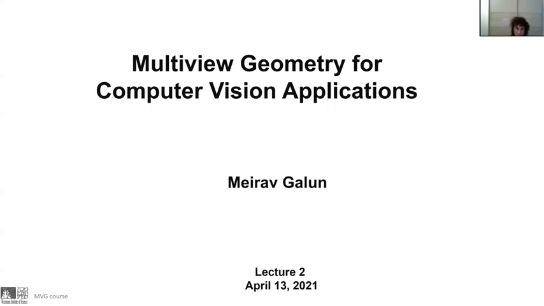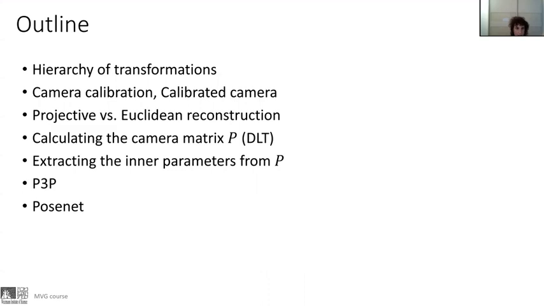And today we have a lot of material to cover. So let's start with the outline. This is the second lecture of our course. So we'll start with some material about hierarchy of transformations. And then we'll speak about the difference between calibrated and uncalibrated camera. This yields to the issue of projective versus Euclidean reconstruction.